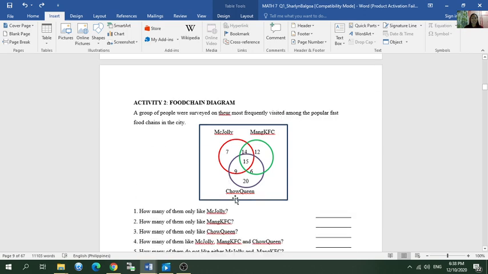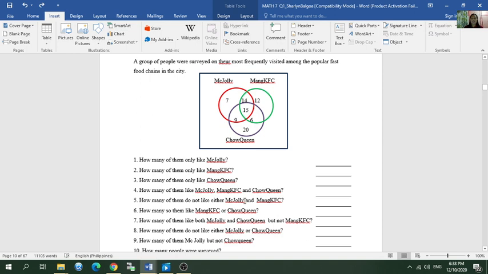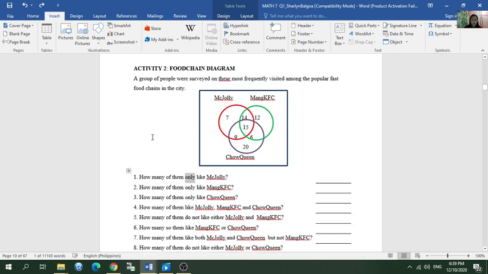Okay, for activity number 2, okay, so this is now the application among the different kinds of sets. Okay, we have the intersection, union, and complement of a set. Ano ang sinabi ko sa inyo kapag yung question ay merong word na only? Do not include the intersections. Okay, do not include this. So how many? Doon muna tayo sa question.